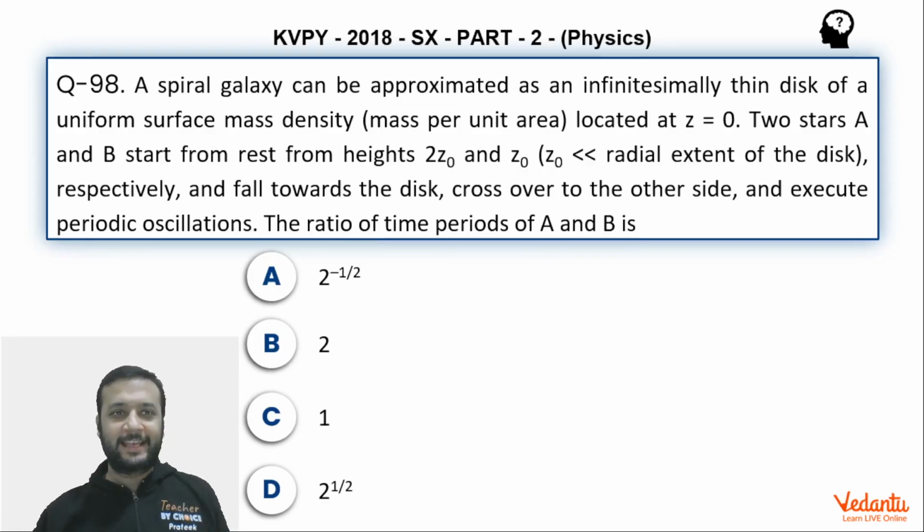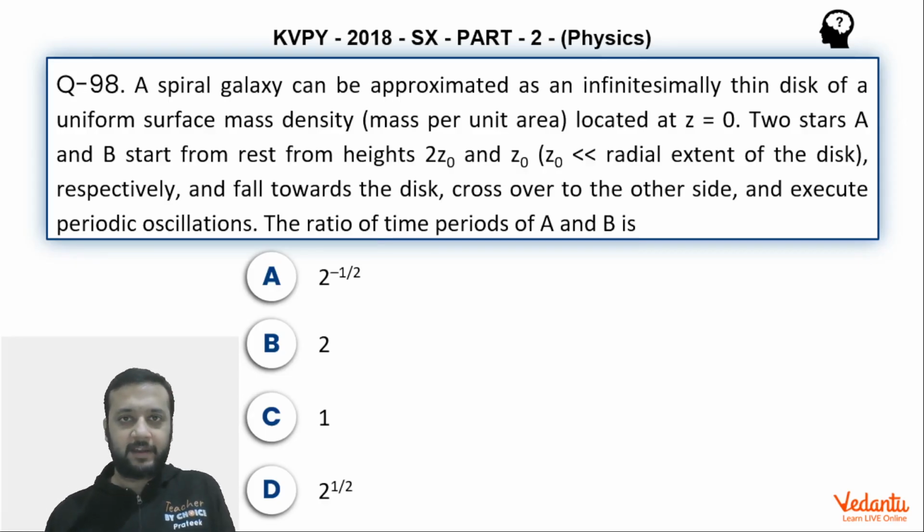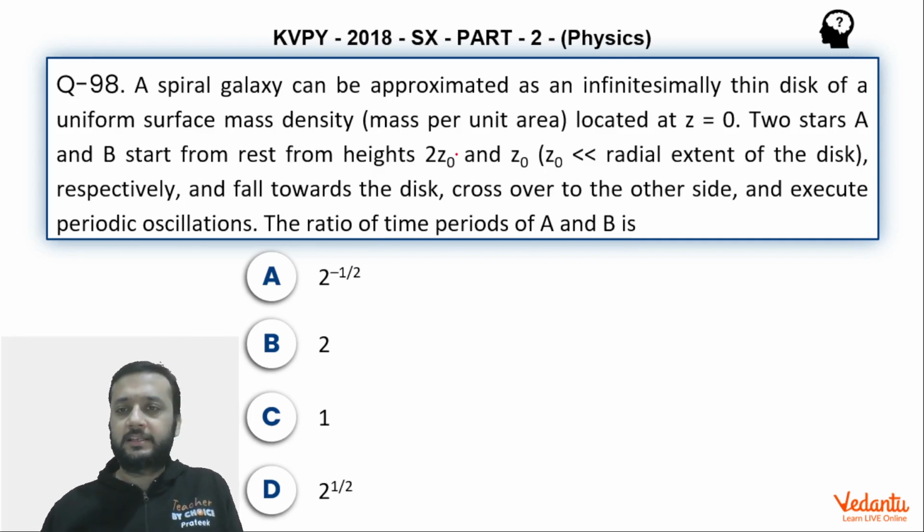Hi dear students, let's see this question that came in KVPY 2018 SX Part 2 Physics paper. This is a question of motion in vertical gravity, that's it. A very simple question, just that the language has been made slightly difficult, but overall the question is very easy. Over here, let's see what's happening.